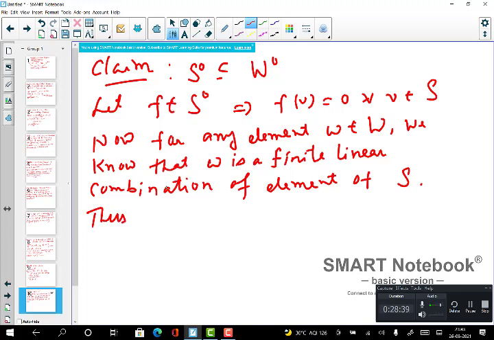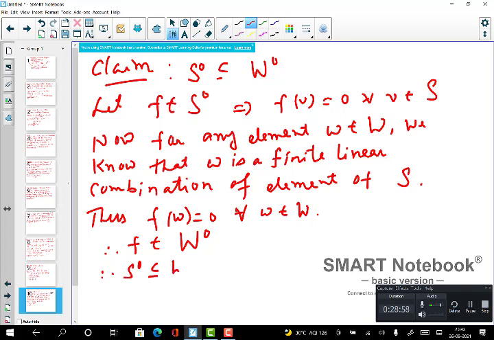so thus, if f is linear also, right? So thus f of w equals 0 for all w belonging to capital W. What does that mean? That means f is an element of the annihilator of W. Okay, so thus this is a subset of W naught, and finally we have they are the same.